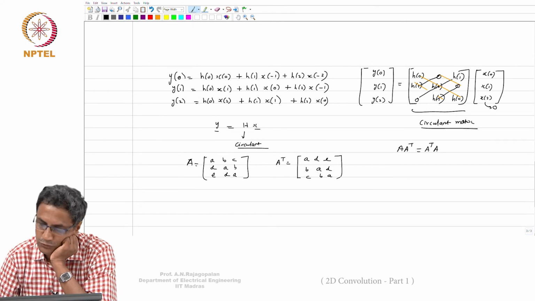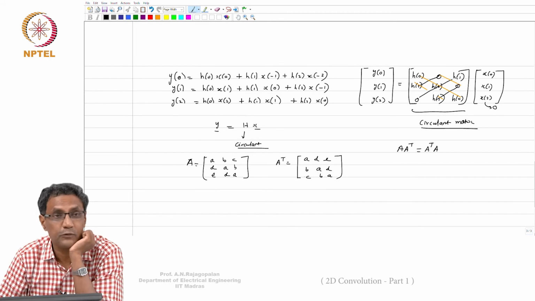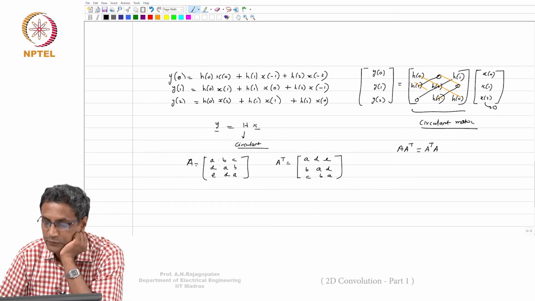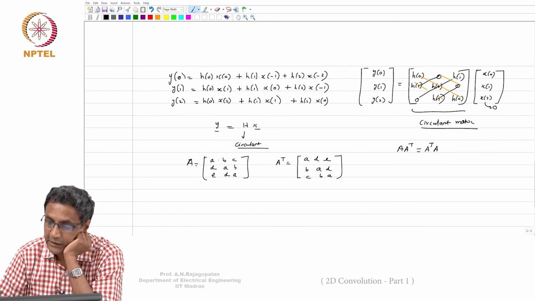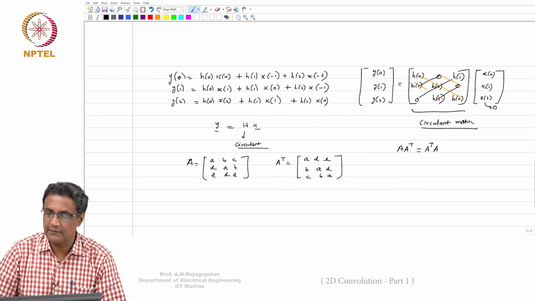Now, multiply the two. So, your first element is what? A square plus B square plus C square, right? If you do A transpose A, your first element is what? A square plus D square plus E square, no? So, here itself you can see the difference.